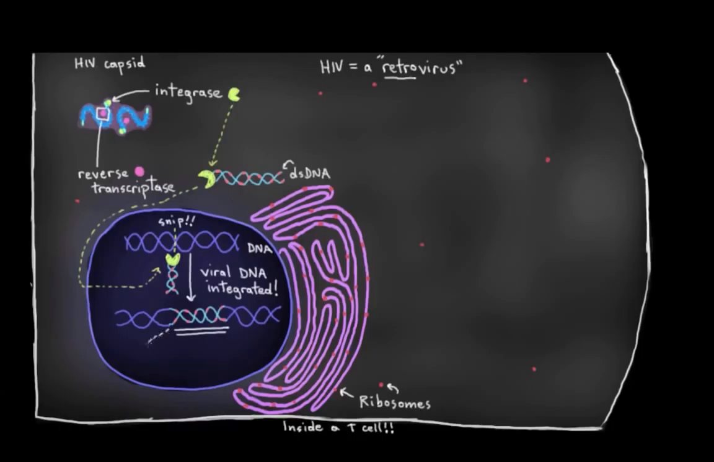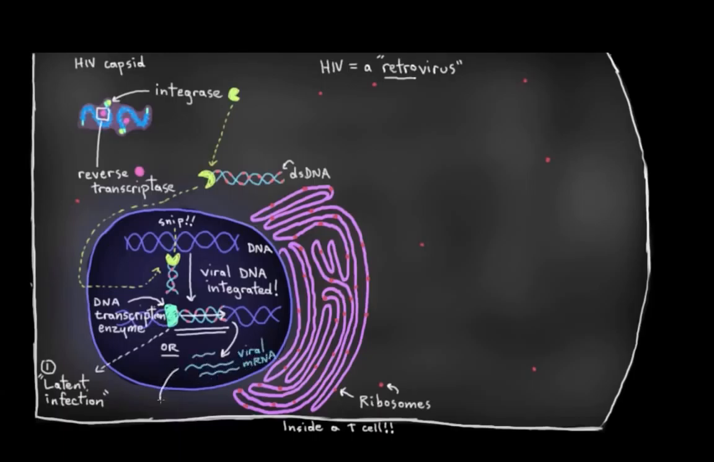Well, either this DNA just sits here and isn't actively transcribed into mRNA, and we call this a latent HIV infection, when your cell has integrated viral DNA into your own, but is not actively doing anything with that DNA. Or your DNA transcription enzymes might come along. This is usually the more likely thing that happens. So let's say RNA polymerases come along. Well, it's going to transcribe this viral DNA here just as if it was your own DNA. So it'll start cranking out viral mRNA transcripts, which then leave the nucleus.